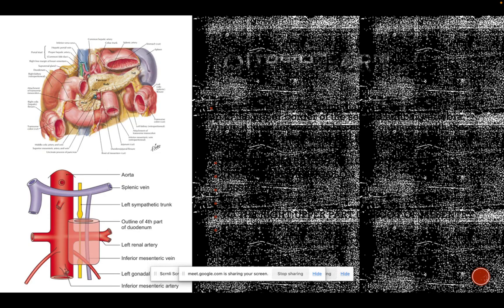Now going forward to the fourth part. In the fourth part, anteriorly there are the transverse colon, transverse mesocolon, lesser sac, and stomach. Posteriorly there are the left sympathetic trunk, left gonadal artery, inferior mesenteric vein, and left renal artery. Superiorly there are the head and body of the pancreas.